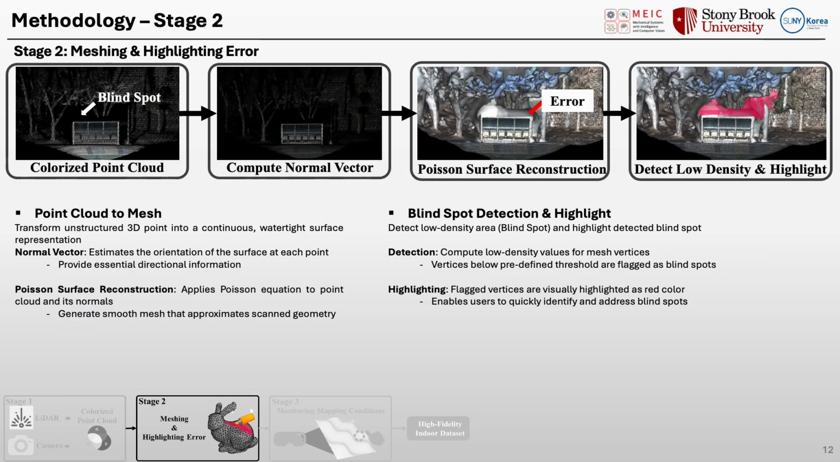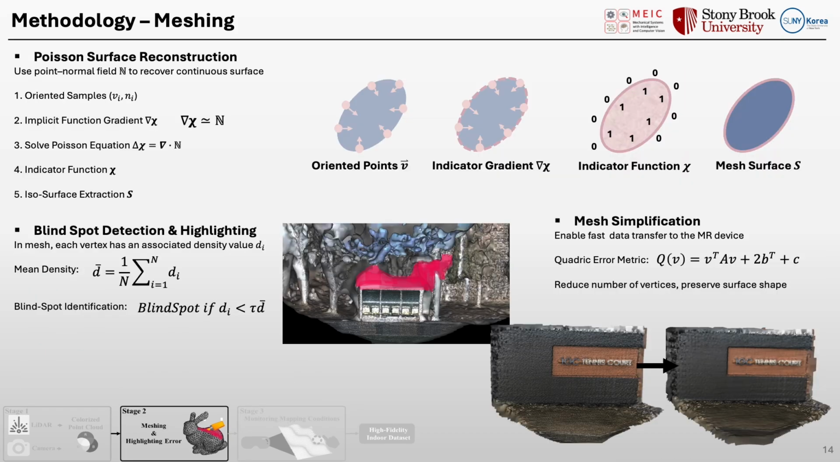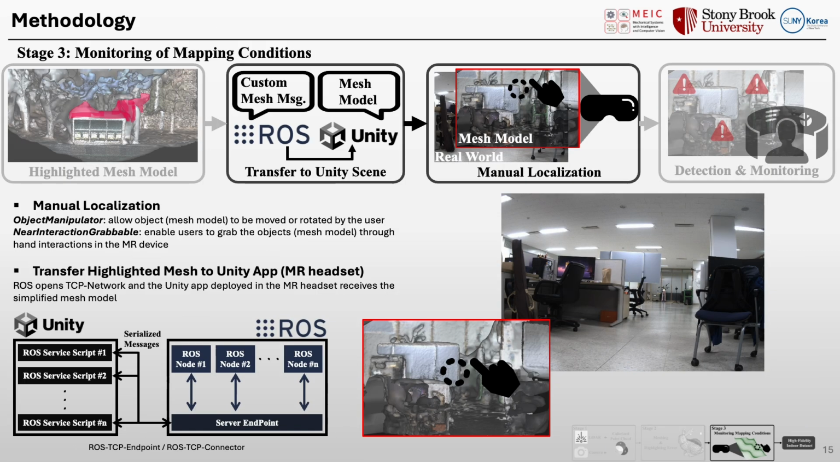In stage 2, we transform the point cloud to a mesh and detect and highlight the blind spots on top of the mesh. For generating a mesh, we remove the outliers in the point cloud and compute the normal vectors for each point. We detect the blind spots with lower mean density compared to the threshold, and Poisson surface reconstruction creates a watertight mesh. This will later be simplified for MR visualization.